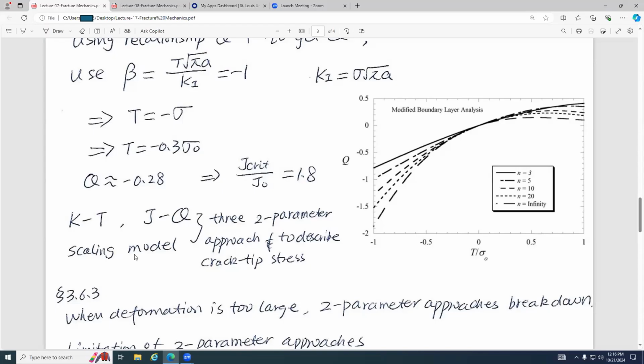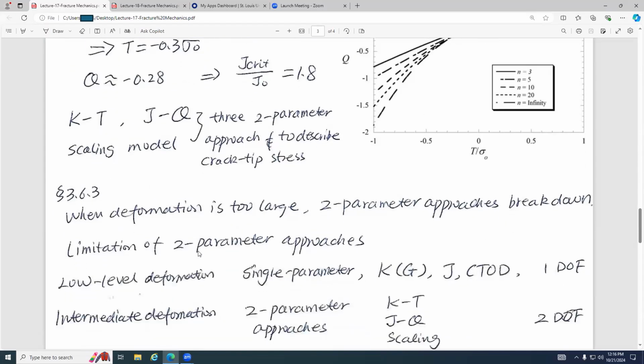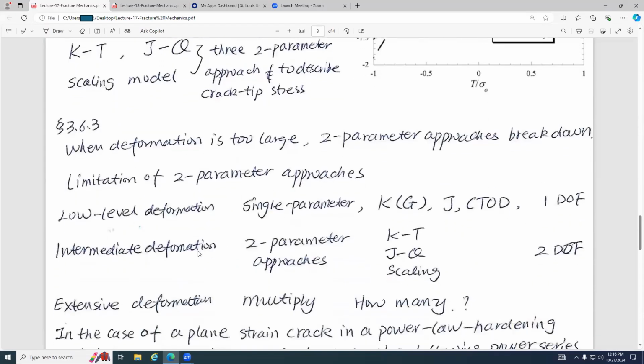Okay? Questions? No questions? If no questions, we talked about single-parameter models, and then the two-parameter models, KT and JQ, and then we have another question. When the deformation is too large, two-parameter approaches break down. That means the KT model and the JQ model do not make sense. So, what should we do? So, limitation of two-parameter approaches.